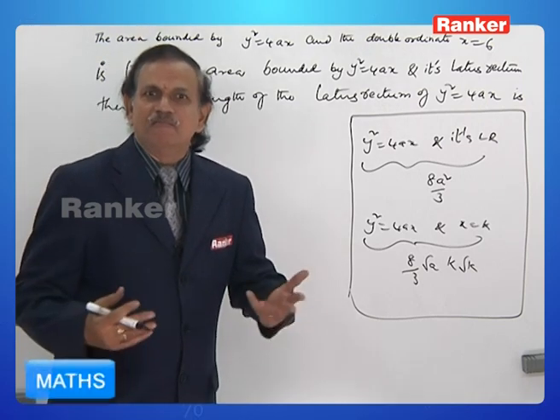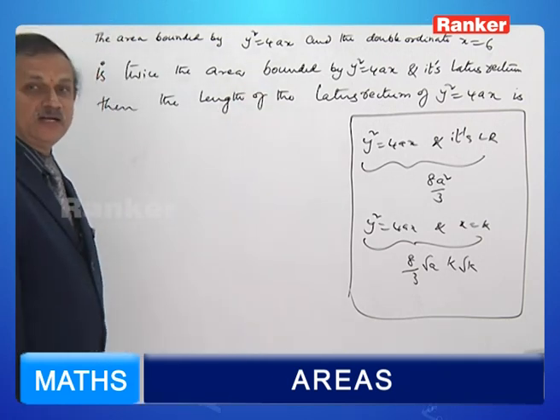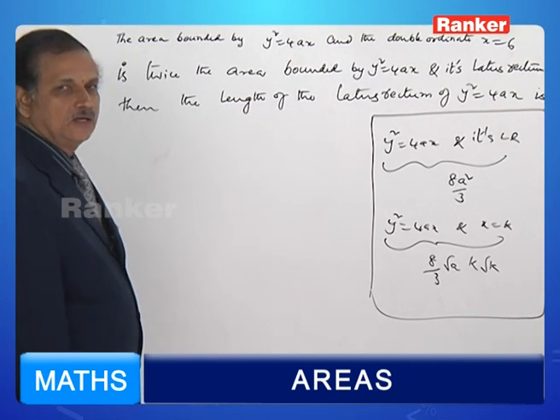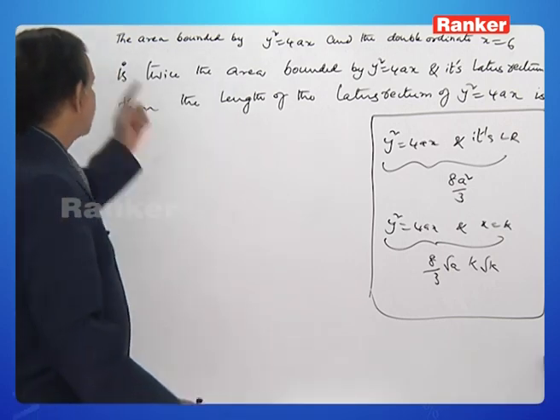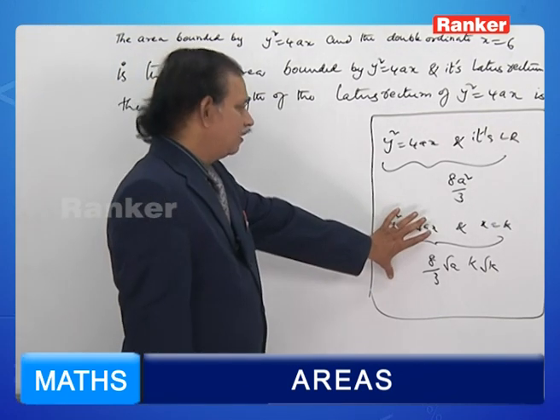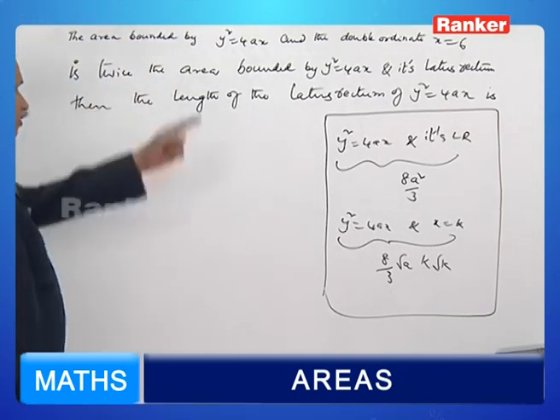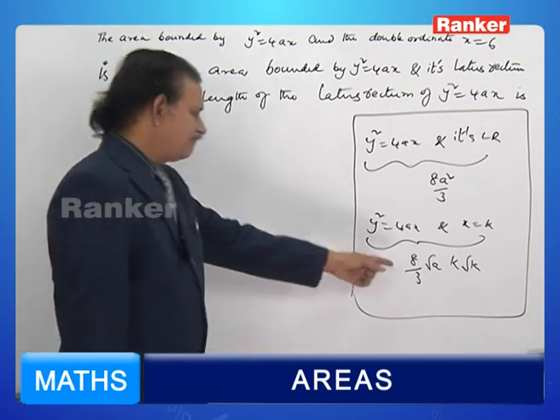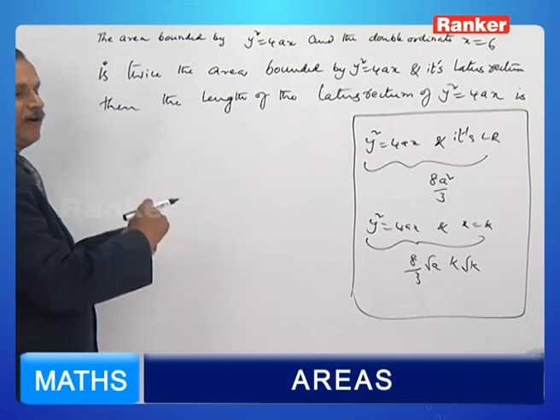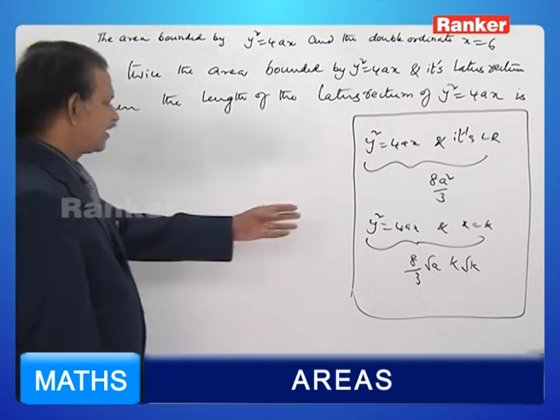We shall now make use of those two results to have the answer for this question. You try to follow the sentences carefully, find the essence of those sentences. The area bounded by y square is equal to 4ax and the double ordinate x equal to 6 is twice the area bounded by y square is equal to 4ax and its latus rectum. So he means this area is twice this area. In such a case, find the latus rectum. Okay, what is the double ordinate given? x equal to 6. So in the second formula, in the place of k, we have 6. Therefore, without drawing any graph, without finding any point of intersection, without finding any limits of integration, no question of using integration, we shall use directly these two answers.